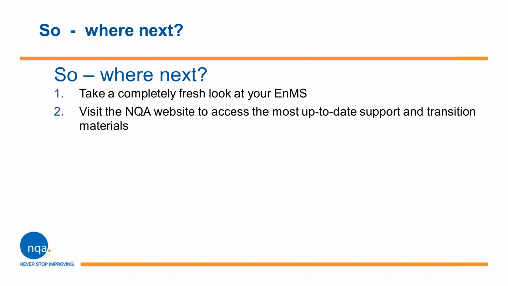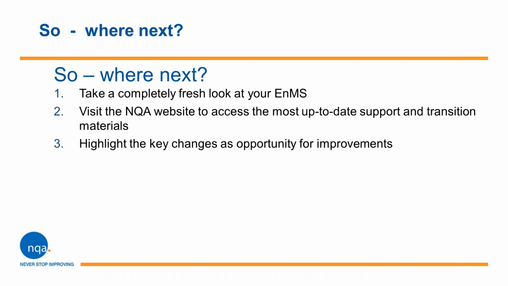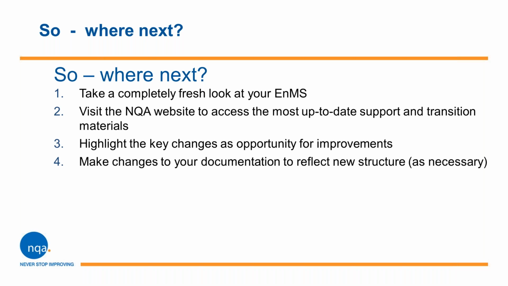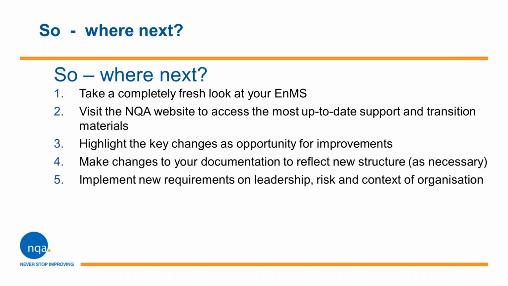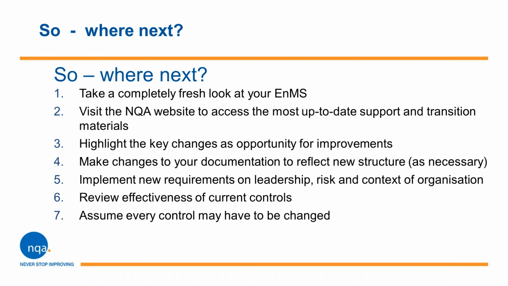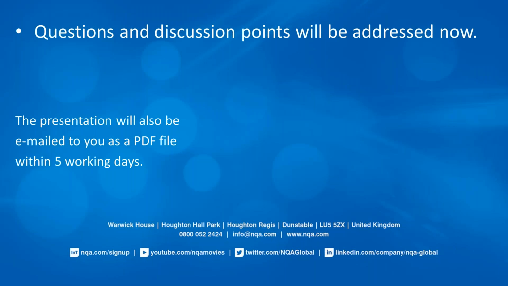There's a transition guide, which goes through a lot of the stuff that's in this presentation and looks at the background to the standard and what you need to carry out. But highlight the key changes as opportunities for improvement. See them as something that's going to be beneficial. Make changes to your documentation to reflect the new structure. Make sure you've implemented the new requirements on leadership, risk, and context. Review the effectiveness of your current controls and do that with a view that every control might have to be changed. And then finally, carry out the gap analysis on our form TR006, which will be sent out to NQA clients. So we've got to the very end with only 15 minutes over.